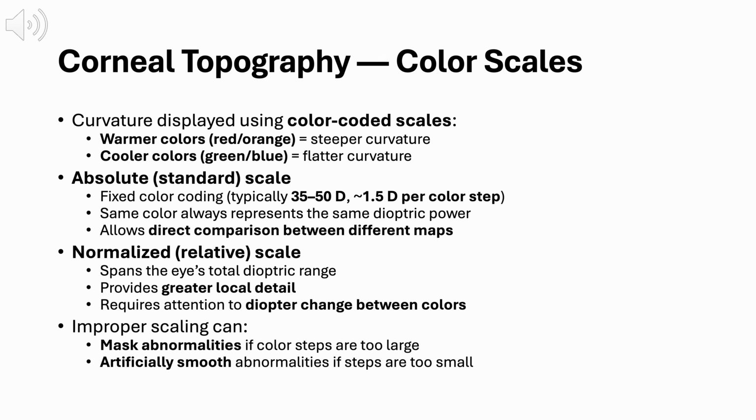Improper scaling can be misleading. If the color steps are too large, true abnormalities can be masked and the map can look falsely normal. If the steps are too small, the map can look overly dramatic and artificially smooth, exaggerating minor variations. The key point is that before interpreting any topography map, you always need to check the color scale. Otherwise, you may be reacting to the display settings rather than the actual corneal shape.